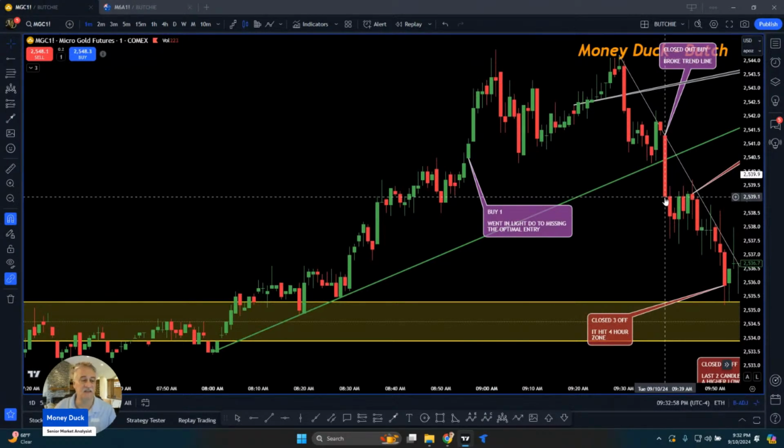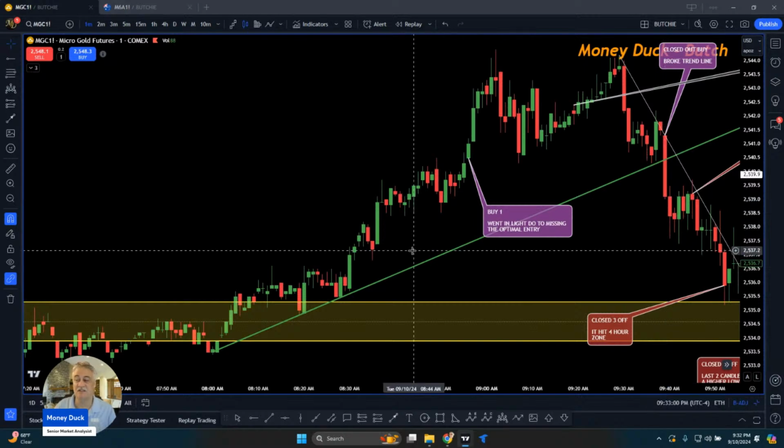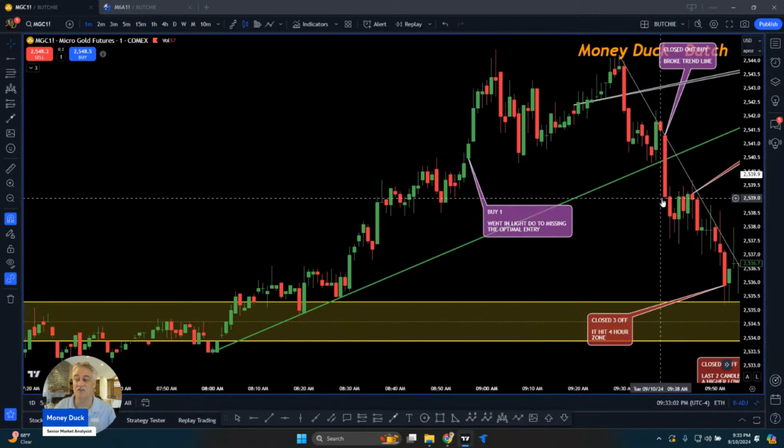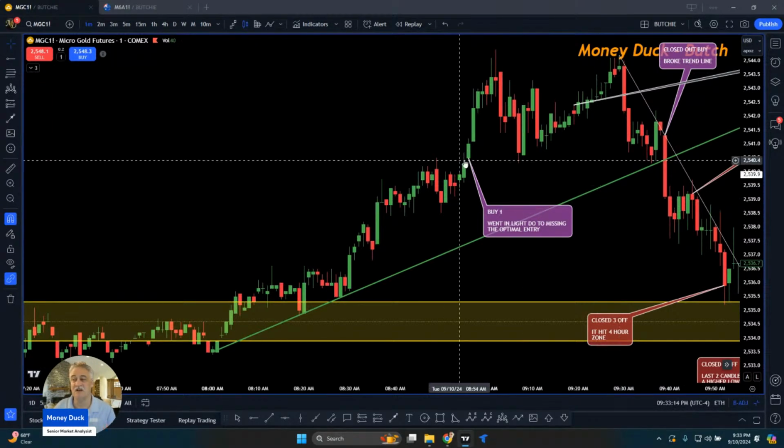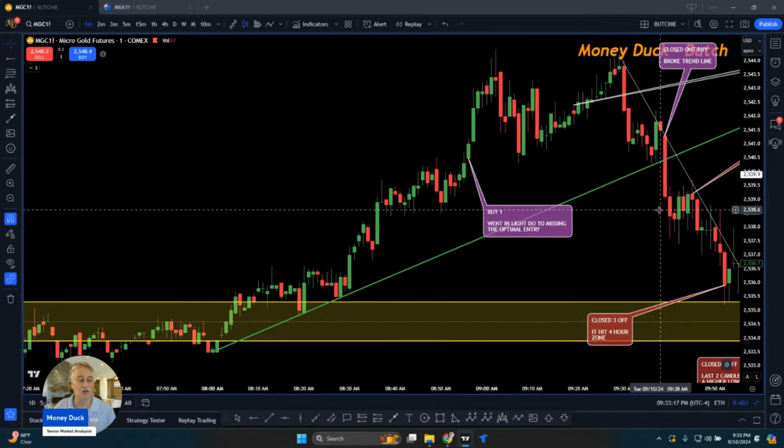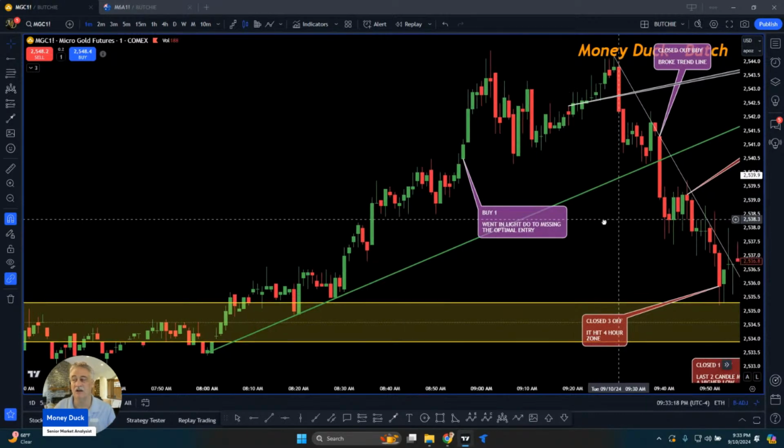So I closed it because my stop originally was down here. But when it broke the trend line, that means to me it's a possible short. And then I want to see a bounce. I want to see a pullback and a bounce before I get in. So that's where it closed. So that first trade was a small loss, one contract loss.